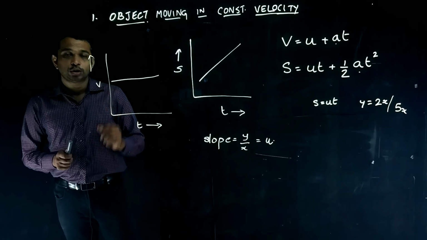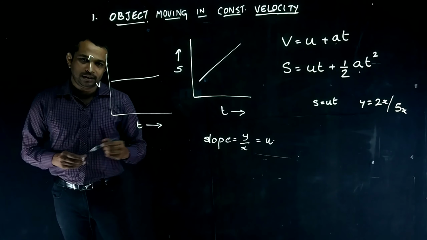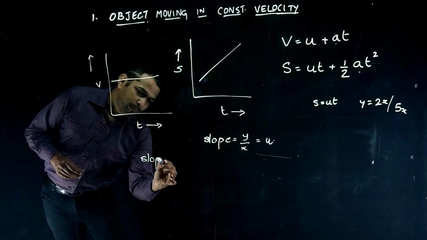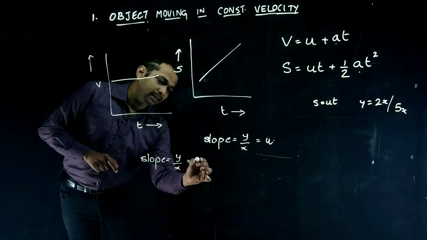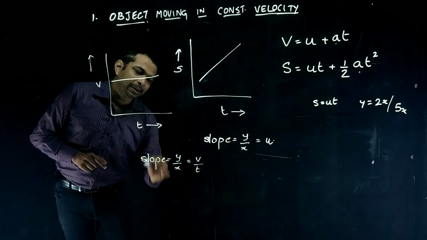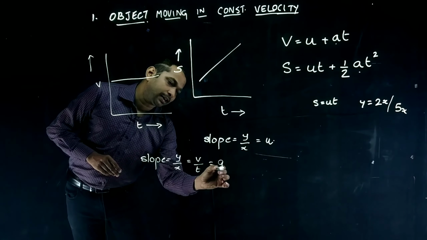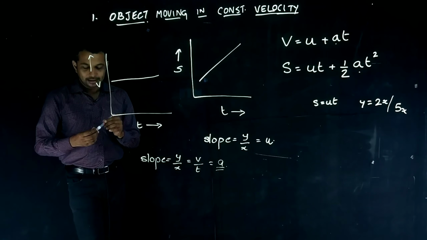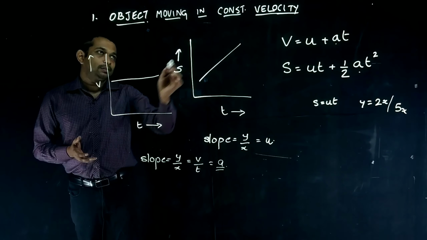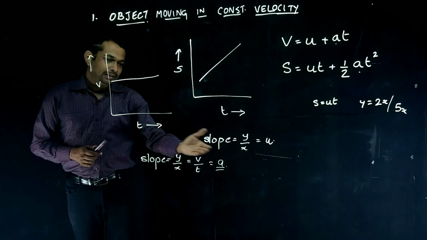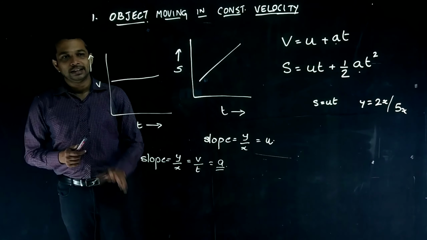And what is the slope of a velocity time graph? We know slope is equal to y by x, and here it is v by t, velocity by time, which is acceleration. So we have found out graphically that for a constant velocity, the acceleration is 0.